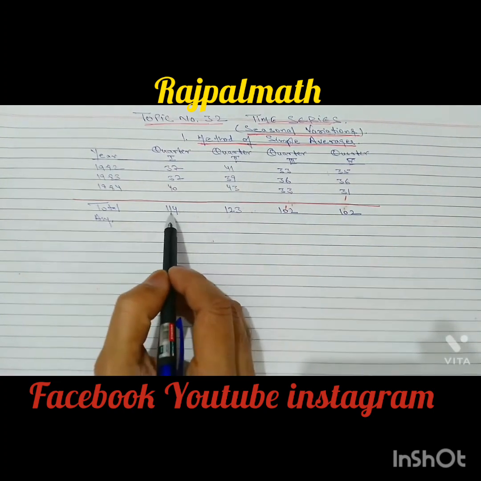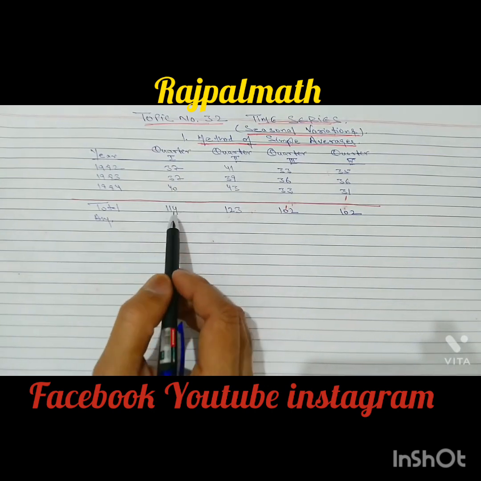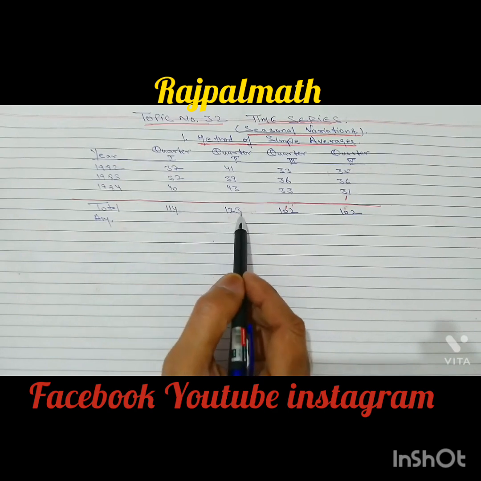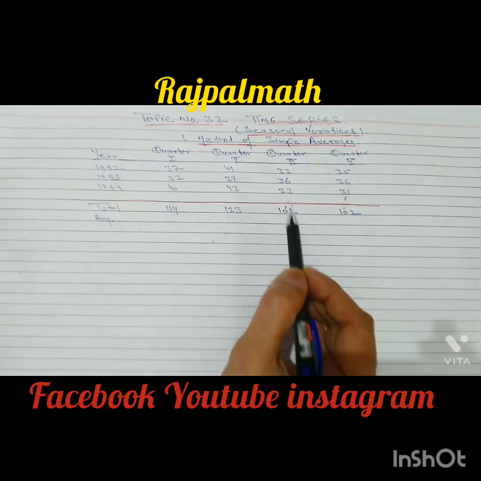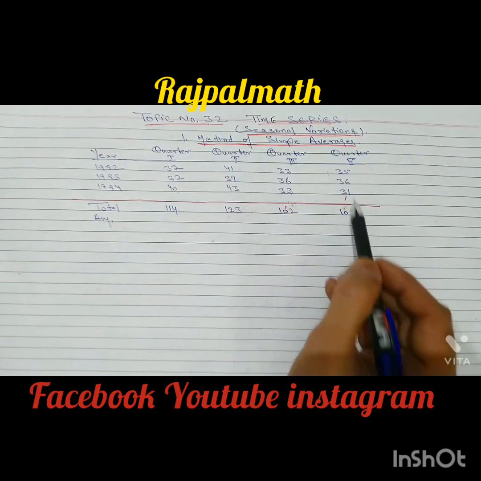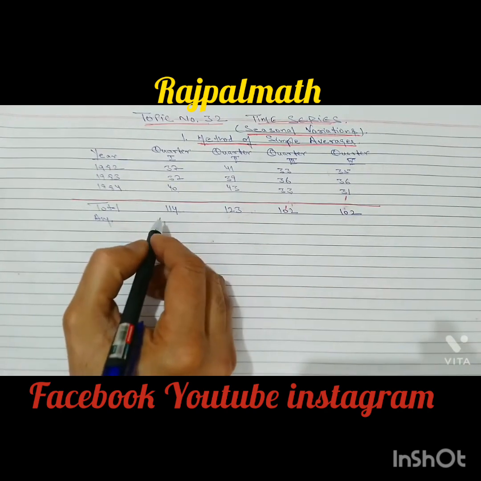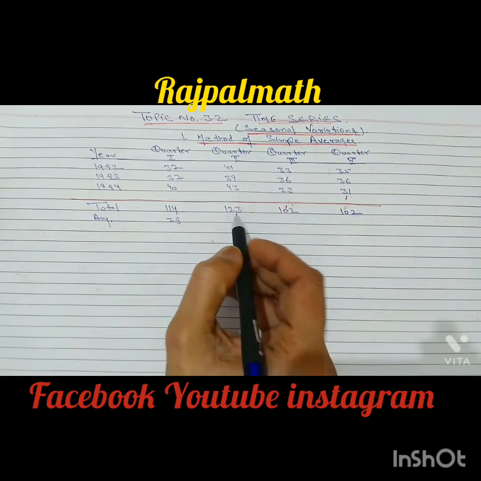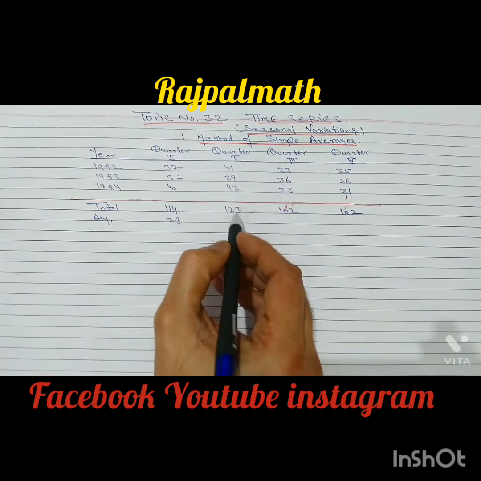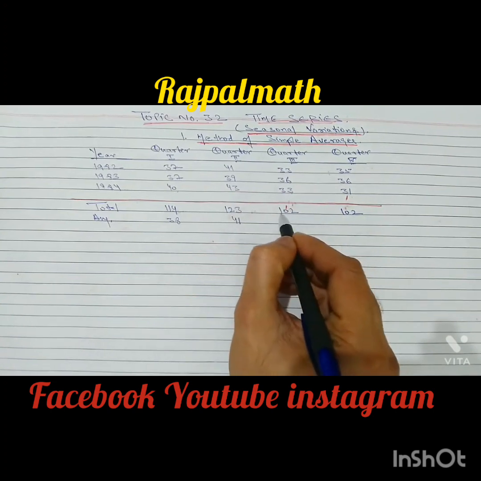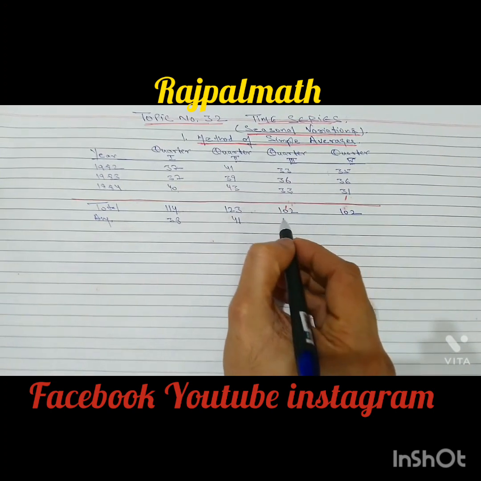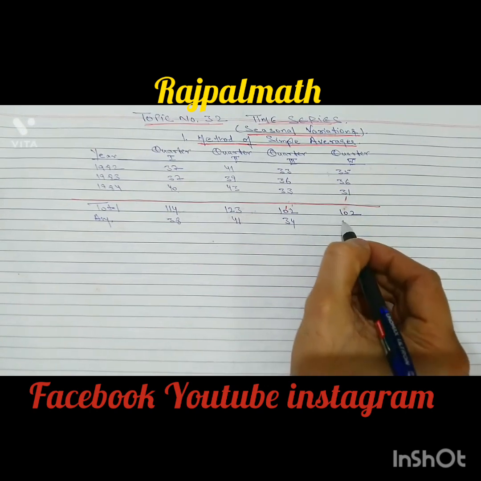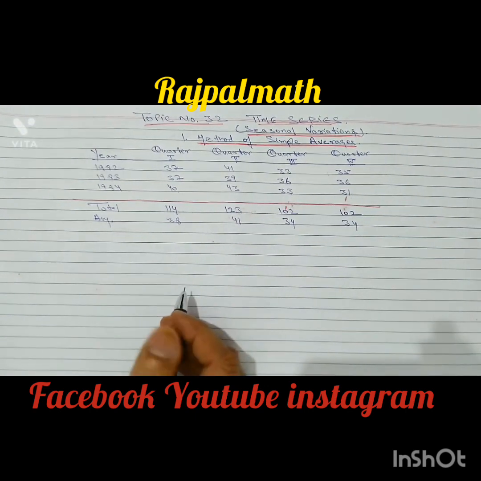Next, find the average. Each total is a sum of 3 terms. To find the average, divide 114 by 3, 123 by 3, 102 by 3, 102 by 3. We get 114 divided by 3 is 38, 123 divided by 3 is 41, 102 divided by 3 is 34, and 102 divided by 3 is again 34.